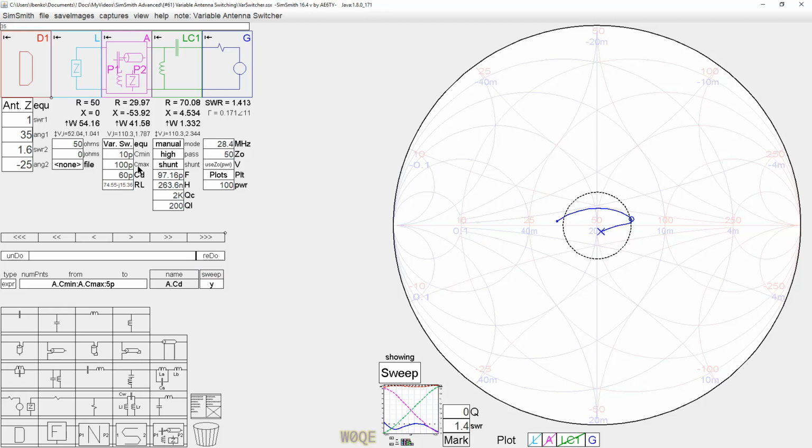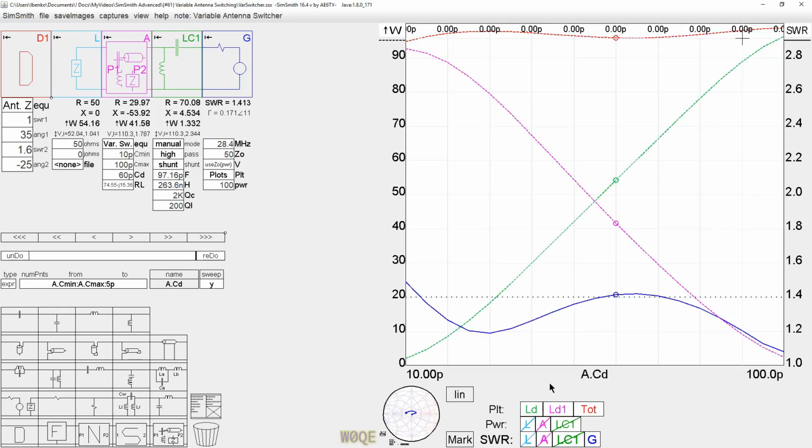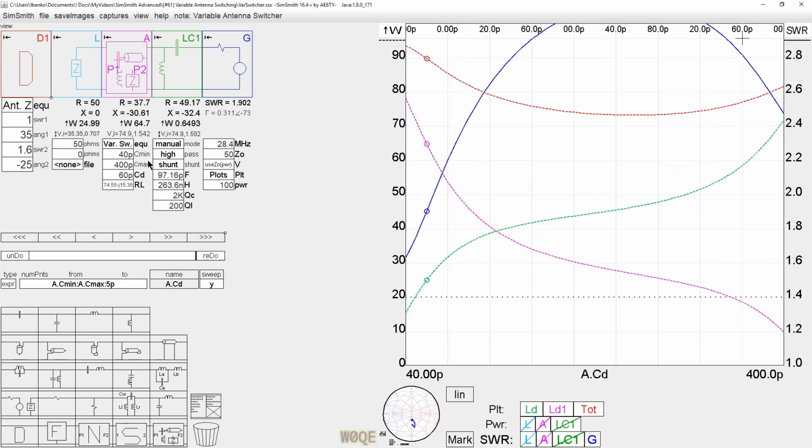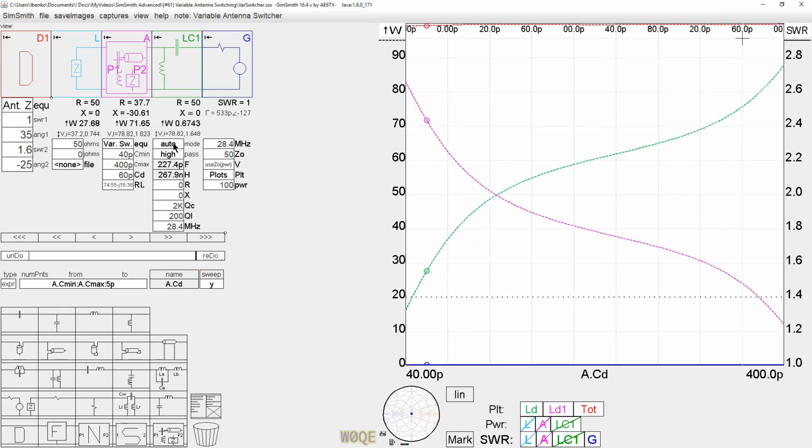I think the problem we have is there's too much of a difference in SWR here. This still isn't too bad. Just a little bit above 1.4 to 1. Let's see if we made this, say, 40 picofarads to 400 picofarads for our differential capacitor. How much that might change things.